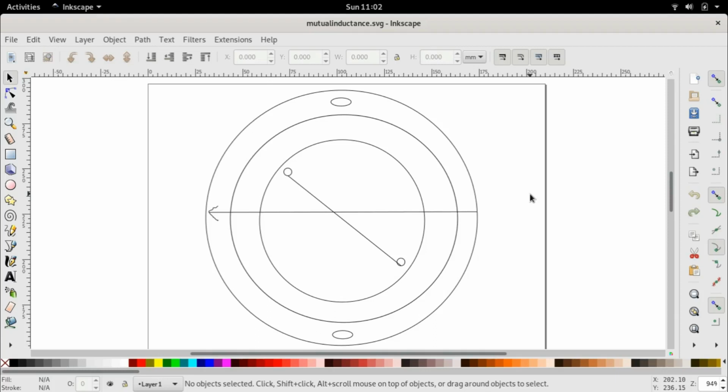Hello everyone and welcome back to this next lecture in the machine simulation series. This is where we had left off last time, where we were examining how the mutual inductance between the stator and the rotor varies with respect to the rotor position angle.